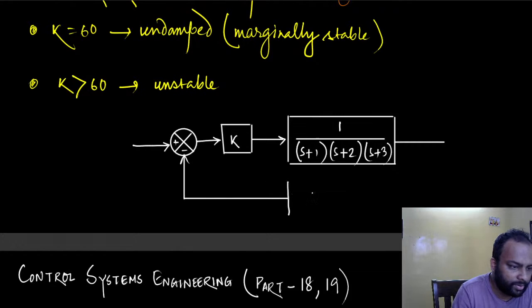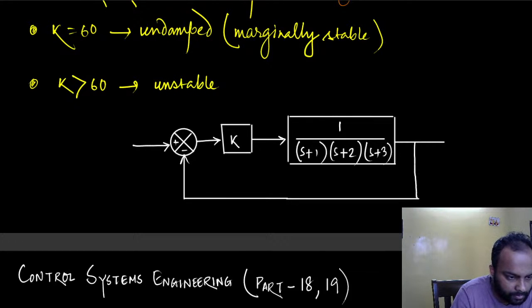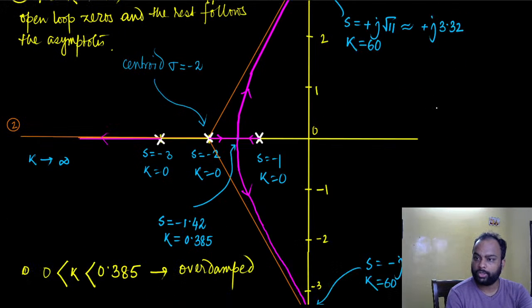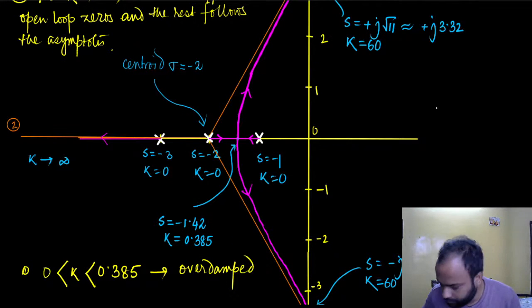So again, this was 1. Okay. Again, and this is R. This is... So we constructed the root locus of this. Okay. All right. So any question with this?